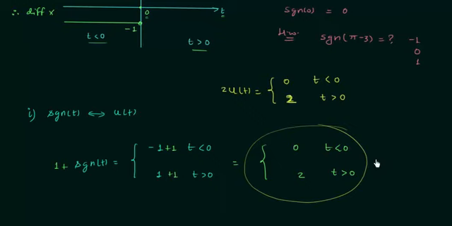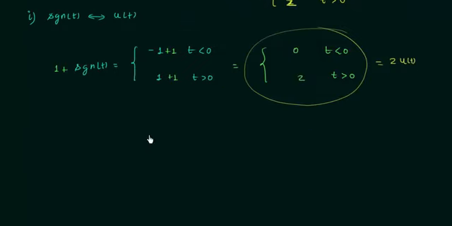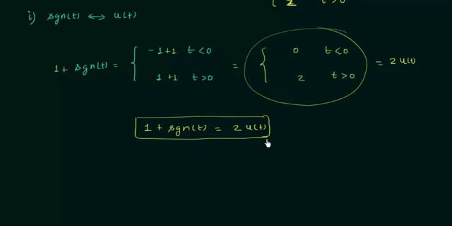So we can write 1 plus the signum function is equal to twice the unit step function. I will write this relation again: 1 plus the signum function is equal to twice the unit step function. So this is the relation between the signum function and the unit step function.